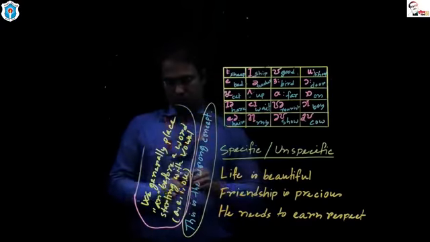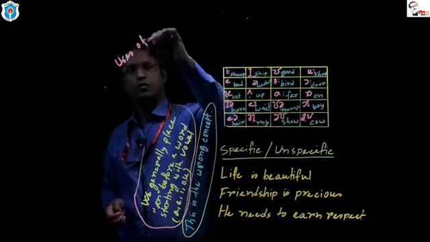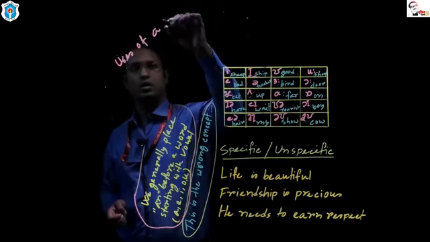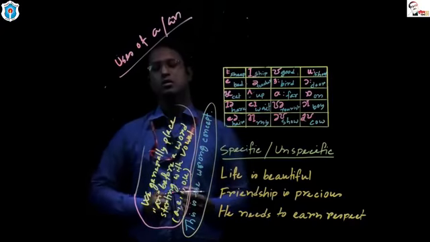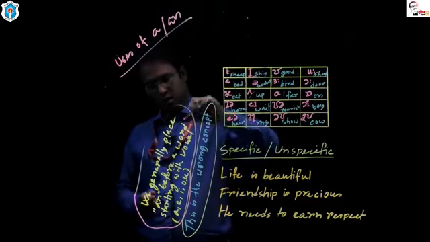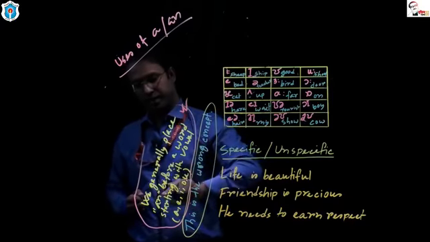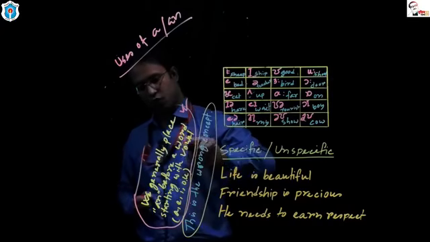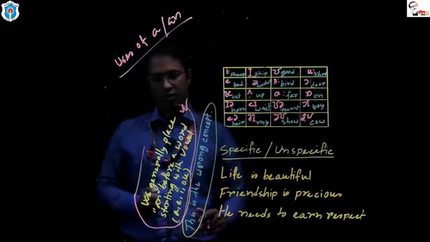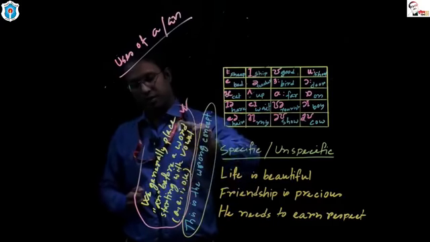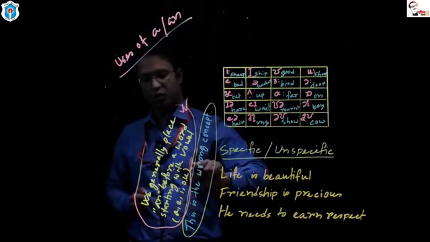Okay, uses of a or an. Now we are going to learn the uses of a or an. You know, dear students, here I have written: we generally place an before a word starting with a vowel: a, e, i, o, u.